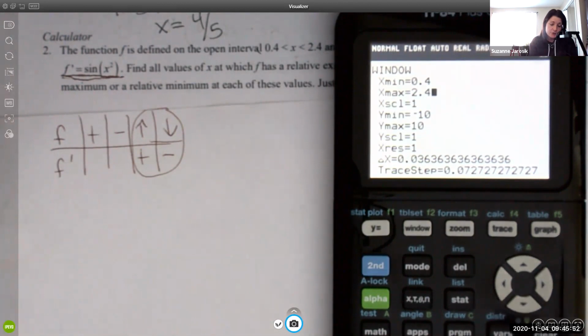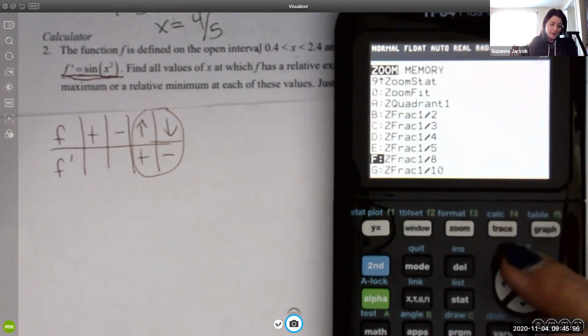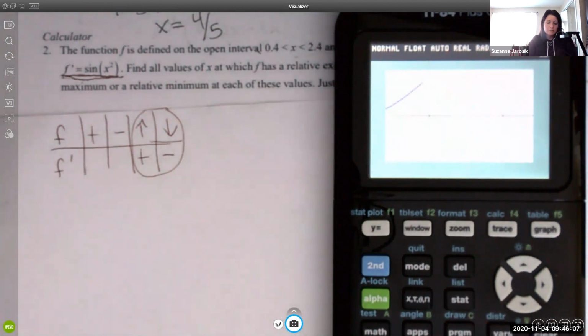But as far as a Zoom function is concerned, something called Zoom Fit, you can hit the zoom key and then 0, and it will basically adjust your y values accordingly without you having to do that. So you set the domain and then the calculator itself will set the y, okay?